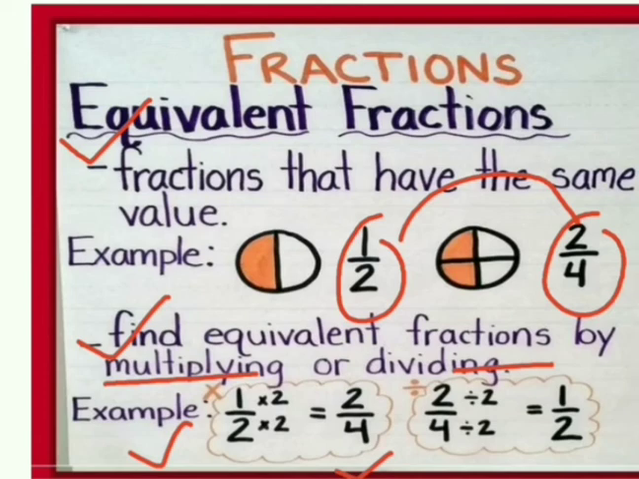To get more equivalent fractions, multiply it by 3, then by 4, then by 5, and you will get a number of equivalent fractions. Same in the case of division also. What do we have to do? We have to divide the numerator and denominator. By dividing, we will get a number of equivalent fractions.